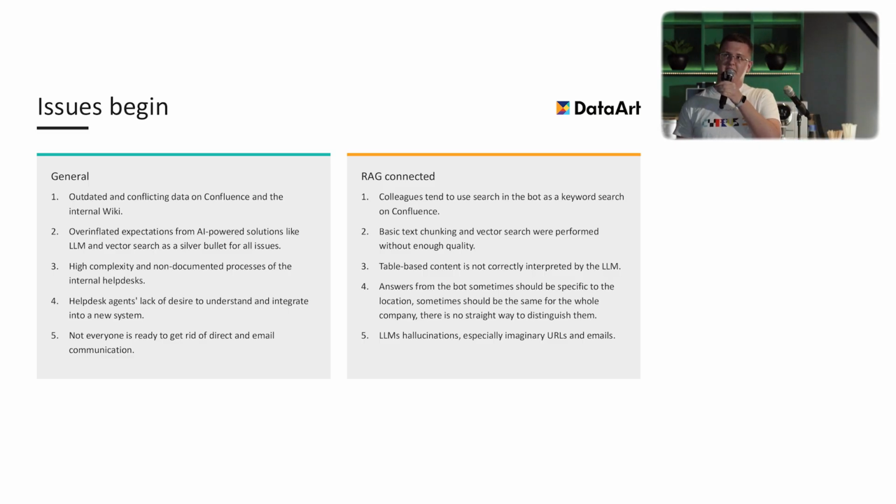Also, regarding user behavior, one of the issues was that users try to find information as they usually do on Confluence or on the wiki. They just write down one word, VPN, and expect that we will provide every article on Confluence where VPN is mentioned. But that's not how vector search works. We also had high expectations because AI was on hype, and we needed to do something with it.